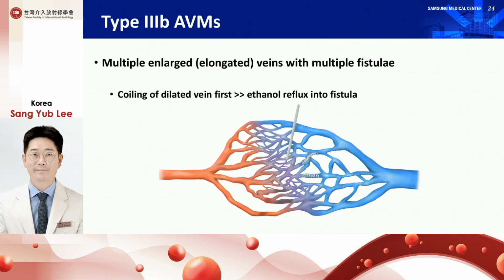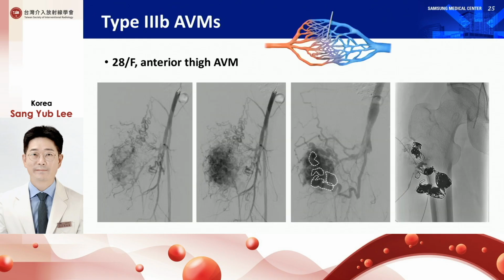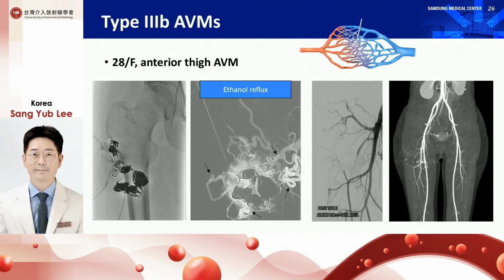Let's move on to the type 3B. It is very similar to the classification as 2B. On ultrasound we can find a dilated vein, and then we embolized the dilated vein using coils. And this is a direct puncture venography. You can see refluxed contrast to the feeding arterial side. At this moment, we can use ethanol very safely.